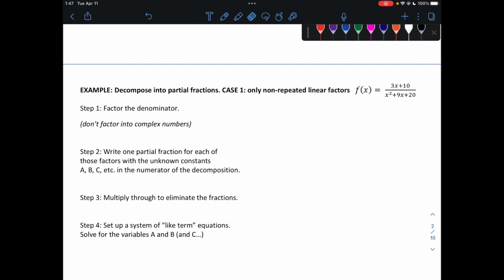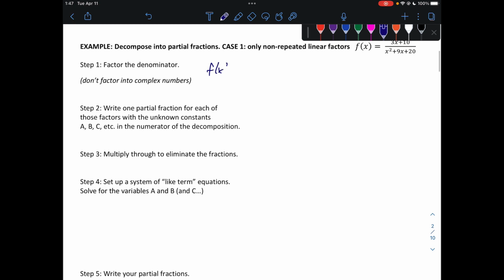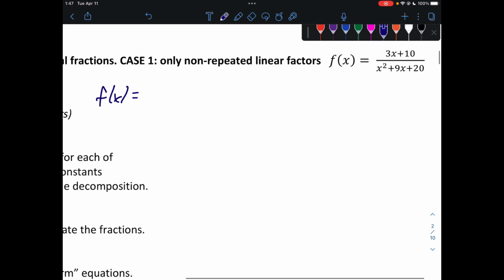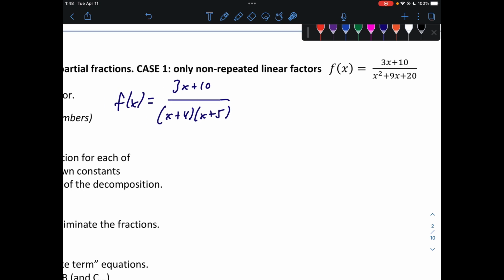But first, the first thing you're going to always want to do is make sure that the denominator is in completely factored form. All right, so I'm going to rewrite f of x here. The numerator does not need to be factored, even if it can be. Just leave it exactly as it's written. But the denominator you want to factor completely. This is going to factor to x plus 4 times x plus 5, which means there are two non-repeated linear factors in the denominator. So both of those are called case one for partial fraction decomposition.